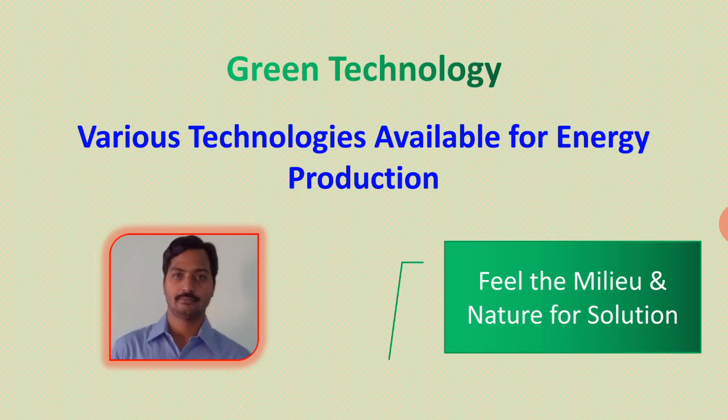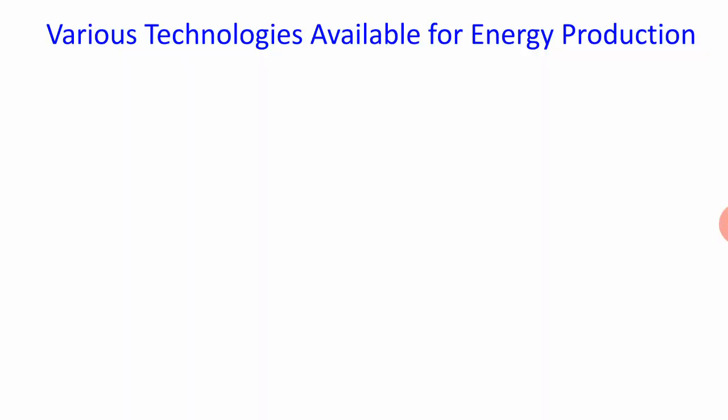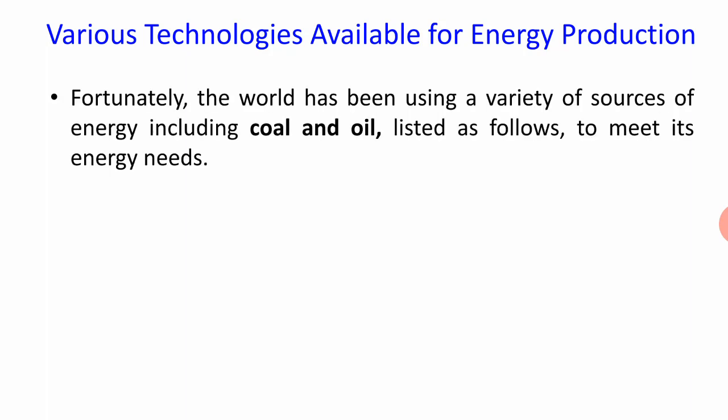So in this case, what will happen? There we can see the various technologies available for energy production. As we know, the various resources we are using are for the conversion of energy from one form to another form. Most of the time, so far we have adopted coal and oil, which are the most available energy resources in the market. The same thing we are using for developing electricity.